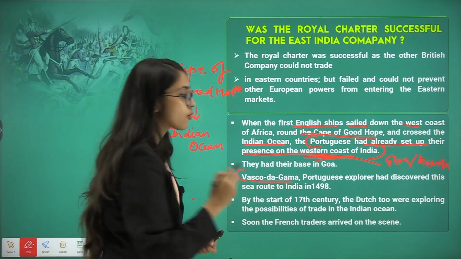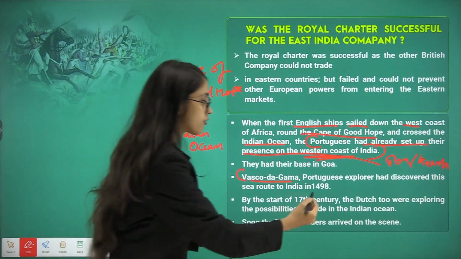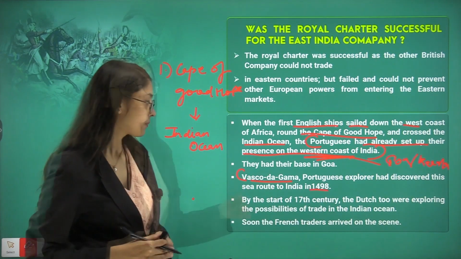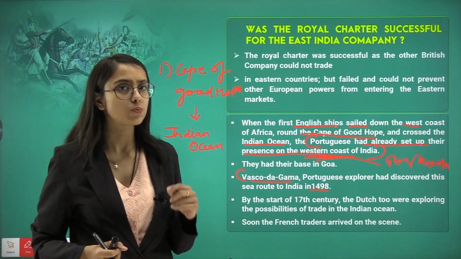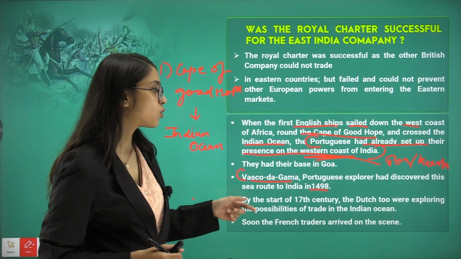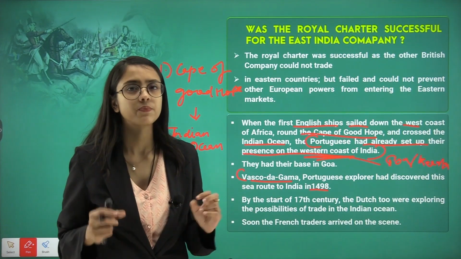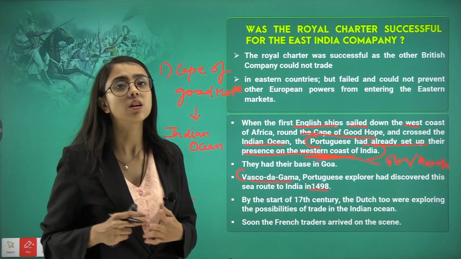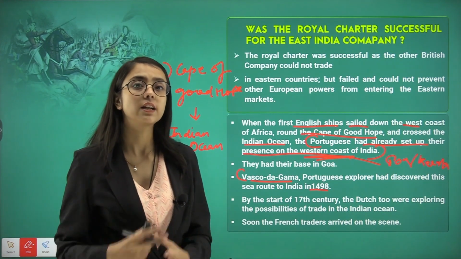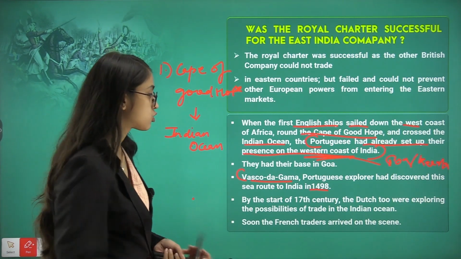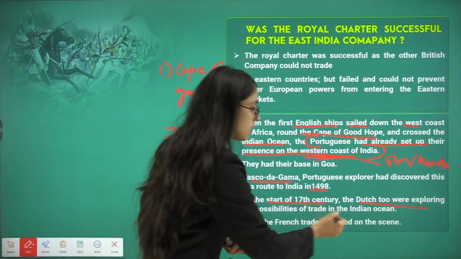Vasco da Gama was a Portuguese explorer who first discovered the route to India in 1498. Okay. After that, by the start of the 17th century, the Dutch, the people from the Netherlands, were also exploring the possibilities of trade in the Indian Ocean. Why was that? Because the Indian subcontinent was very rich in natural resources, and there were a lot of things that could yield huge benefits to people. So at the start of the 17th century, the Dutch too started exploring the Indian Ocean.